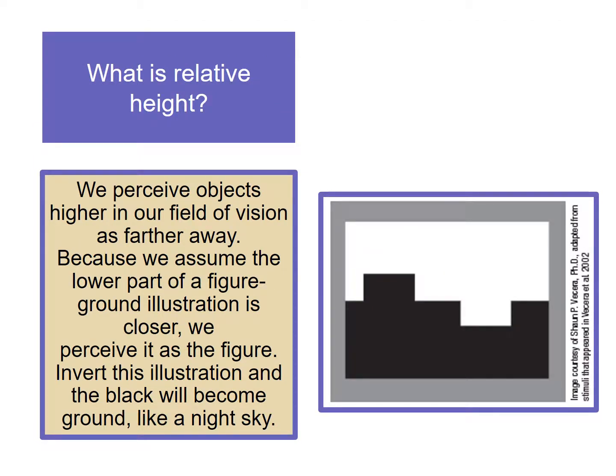All right, so we're getting into some cool stuff. Relative height, this is all about perception and how we perceive things. We perceive objects higher in our field of vision as farther away. Because we assume the lower part of a figure ground illustration is closer, we perceive it as the figure. Invert this illustration and the black will become ground like a night sky. And we'll perceive it as farther.